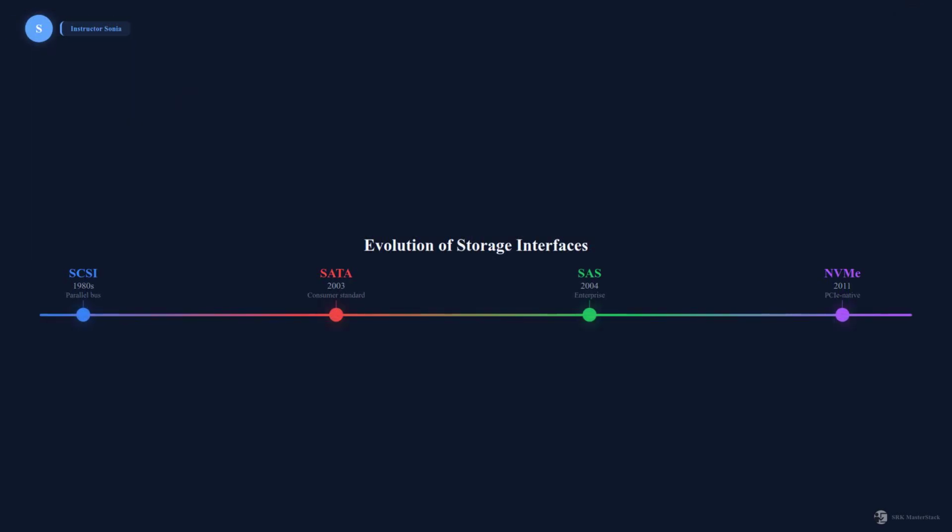To understand these storage interfaces, let us start with a quick trip through history. In the 1980s, we had SCSI, the Small Computer System Interface. It was a parallel bus used in servers and workstations. Then came SATA in 2003, serial ATA, which simplified everything and became the standard for consumer PCs. Around the same time, SAS emerged as SATA's enterprise cousin. And most recently, NVMe arrived on the scene, designed from the ground up for modern solid-state storage. Let me show you each one in detail.